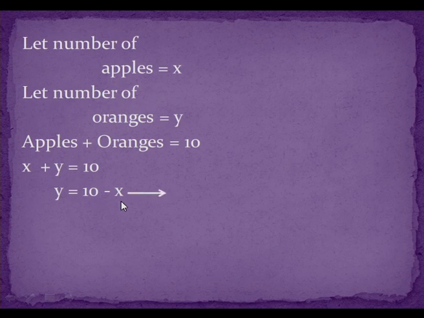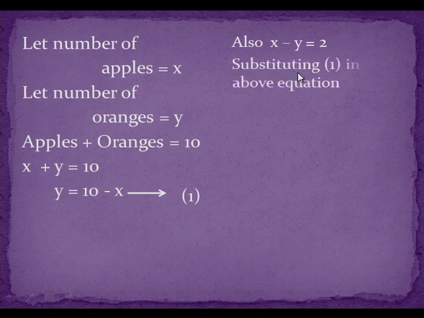Let me number this equation as 1. Now, we also have a situation where x minus y is equal to 2, which means number of apples here are 2 more than number of oranges. So, what are we trying to do here? Substitute value of y from equation 1 in the above equation.